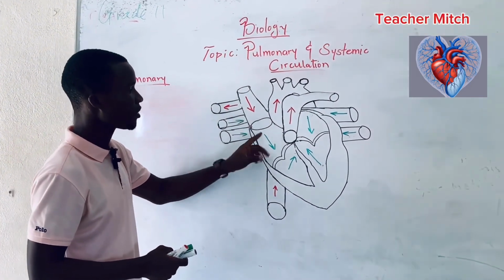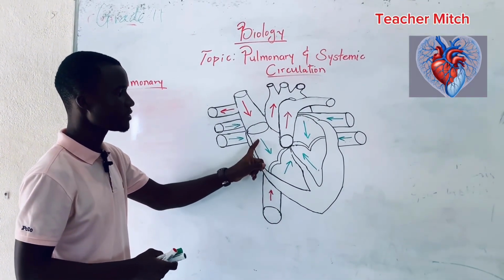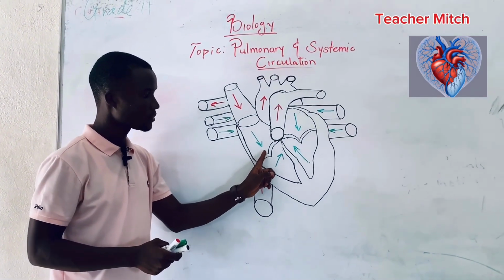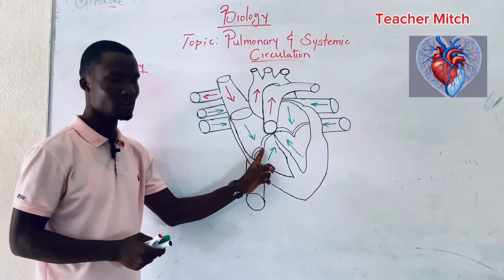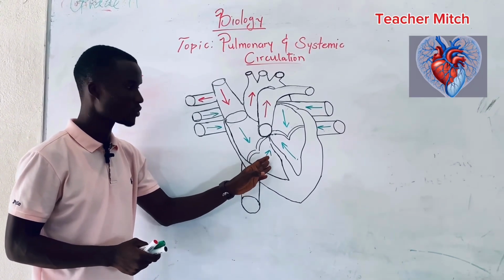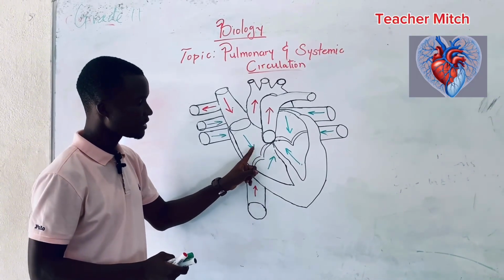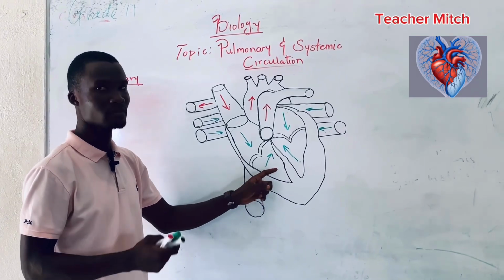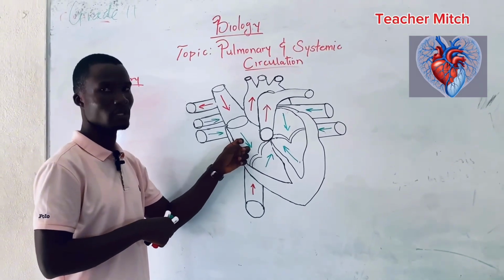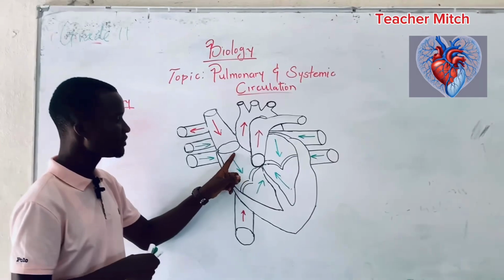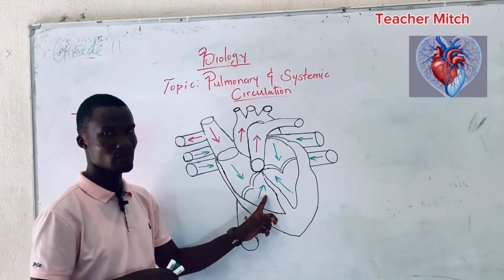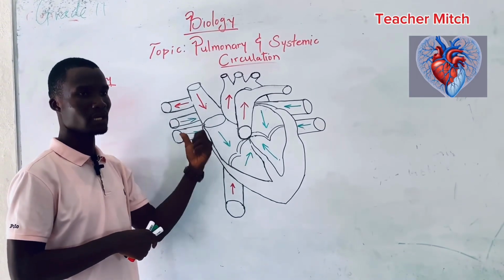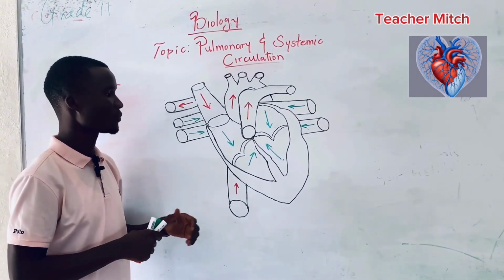So when the deoxygenated blood collects into the right atrium, it passes through the tricuspid valve into the right ventricle. The tricuspid valve is the valve between the right atrium and the right ventricle that prevents the backflow of blood into the right atrium. So when blood leaves the right atrium and enters the right ventricle, this valve prevents the blood from going back into the right atrium.